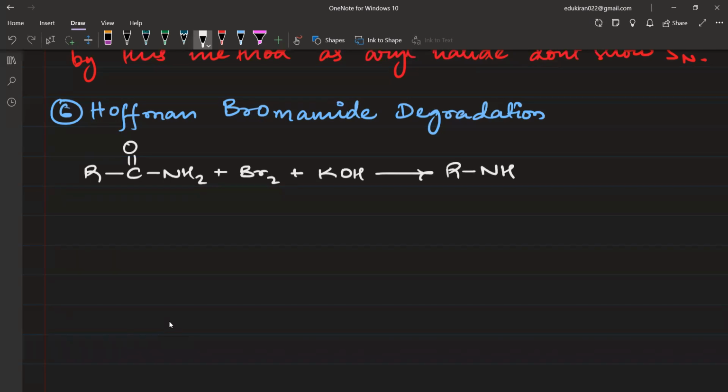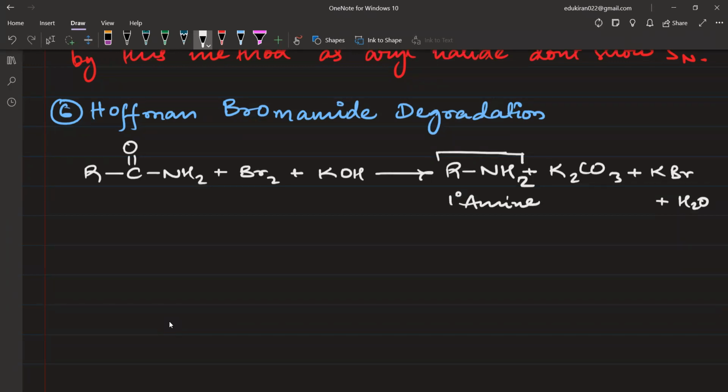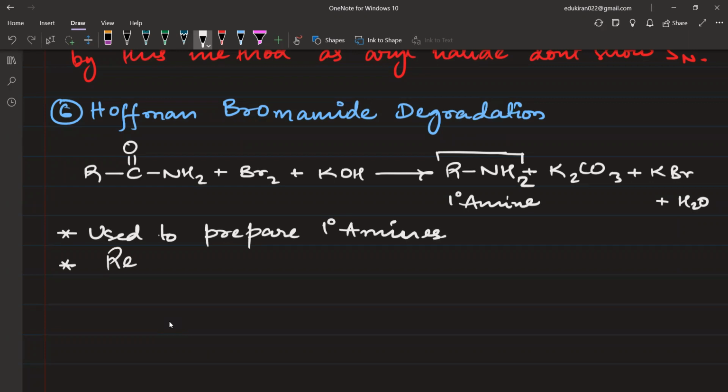Okay, see what has happened. This CO has vanished and it has formed K2CO3. If we used sodium hydroxide, it would be Na2CO3. Thus you will get KBr. Thus you get H2O. But this RNH2 is important. That is 1 degree amine. Okay. So what is the important thing? Used to prepare primary amines.